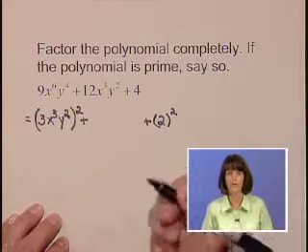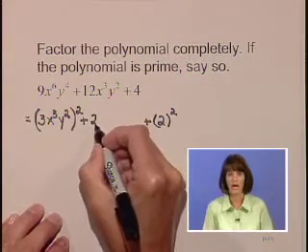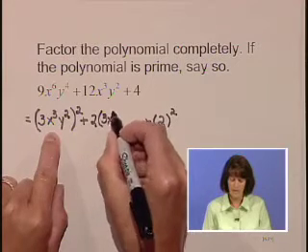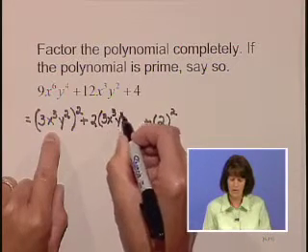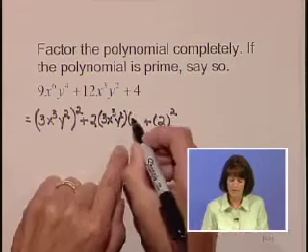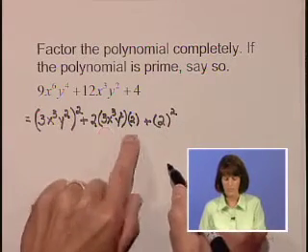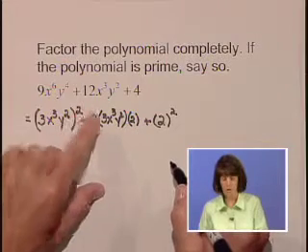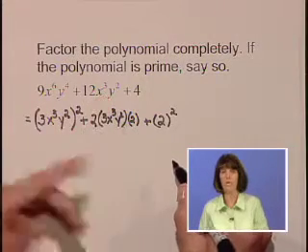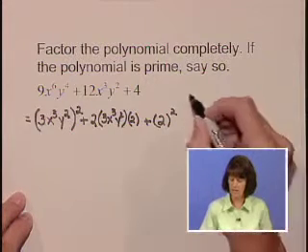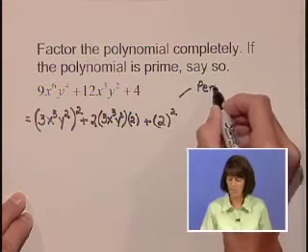Can we get that middle term by multiplying 2 times our first term, 3x to the 3rd y squared, times our last value of 2? 2 times 3 is 6, times 2 is 12. We've got our x to the 3rd and y squared values, so yes, indeed, it does match up. This is indeed a perfect square trinomial.